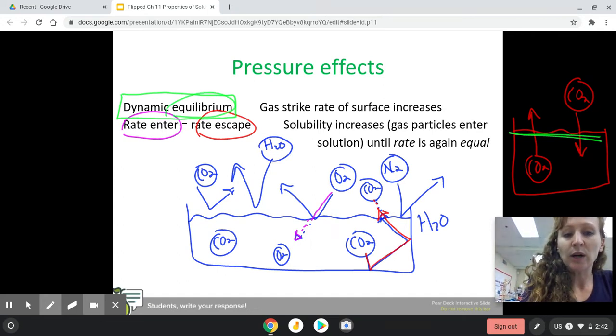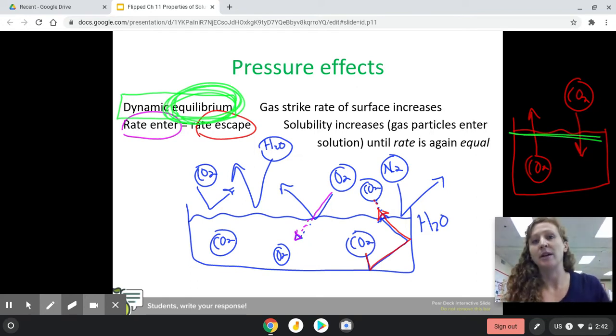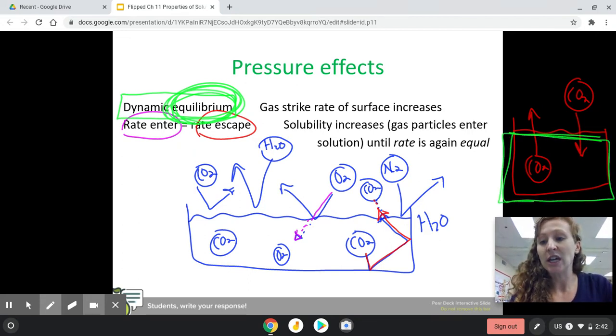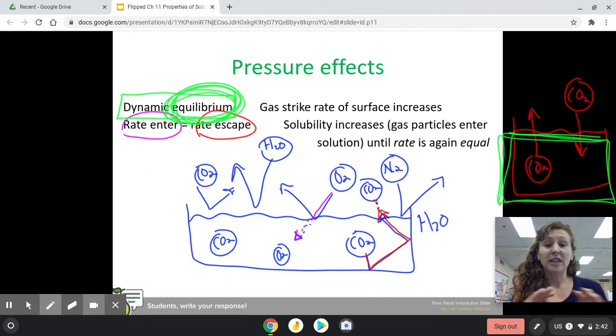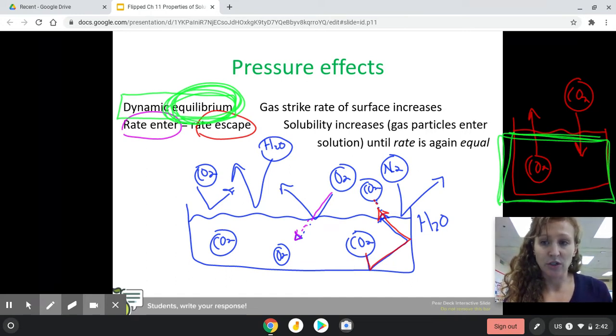But if we're at this point of equilibrium, that means the amount entering is equal to the amount exiting. And so we don't have a net change of dissolved gas inside of our solution. Now, here's where the pressure effects come in. Let's say we pressurize this.